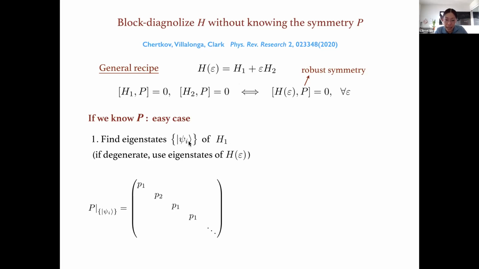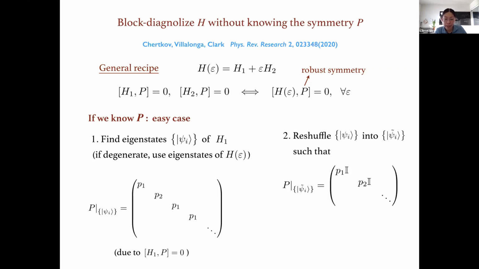Okay, so using those eigenstates, because H1 and P commute, I can use the eigenstates of H1 to diagonalize P. So P will look like this under the eigenstates of H1. There will be degeneracies in the eigenvalues of P, so not all the same degenerate eigenvalues will be grouped together, but it will be diagonalized. Okay, and the second step is we reshuffle those eigenstates of H1, just reshuffle, we are not doing linear superposition, into a new set of eigenstates so that all the same eigenvalues of P will be grouped together.